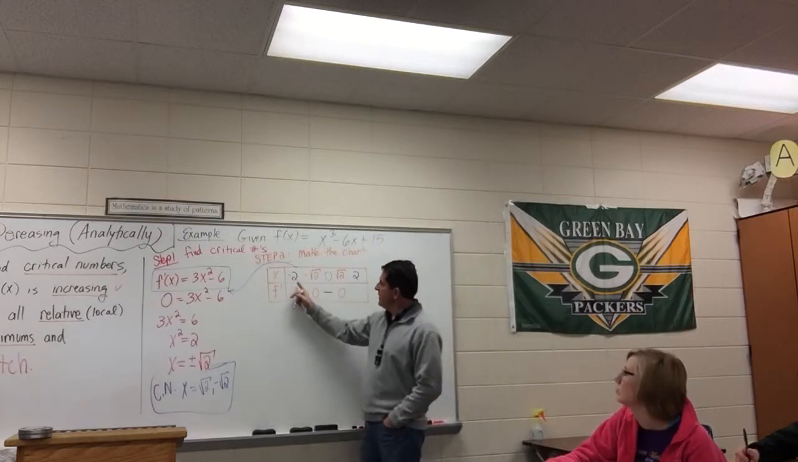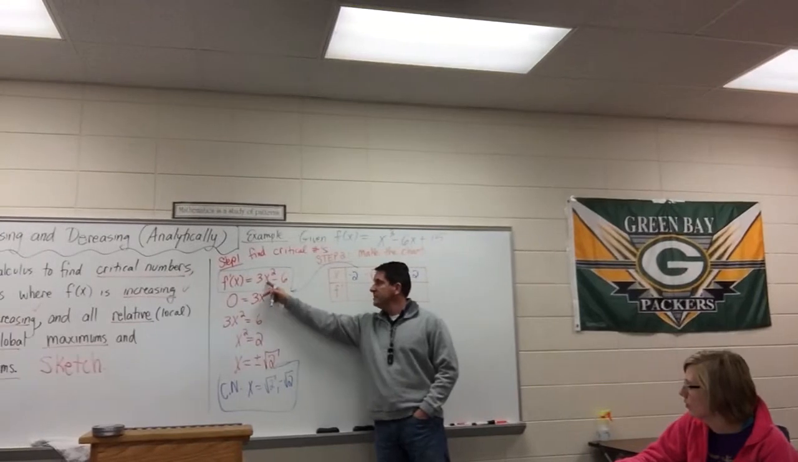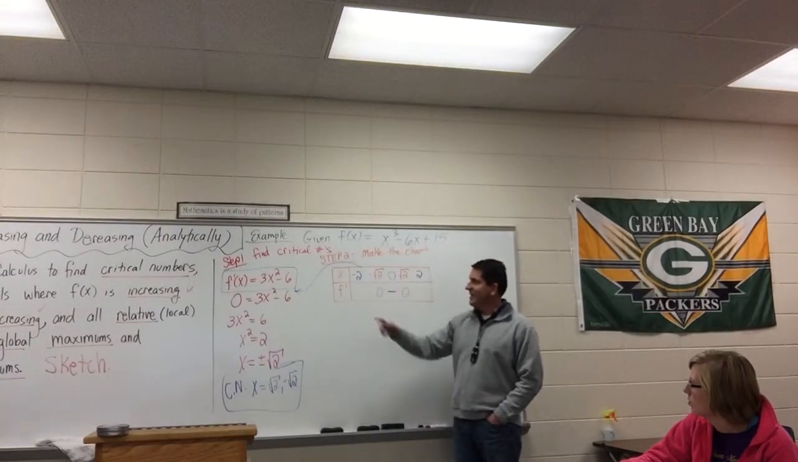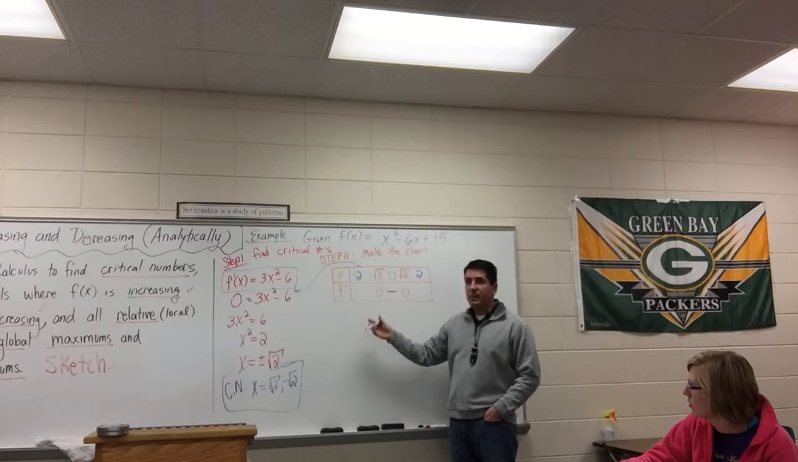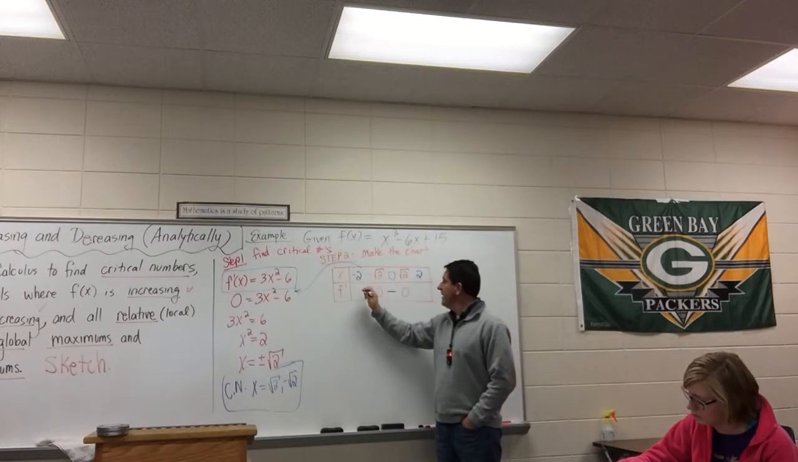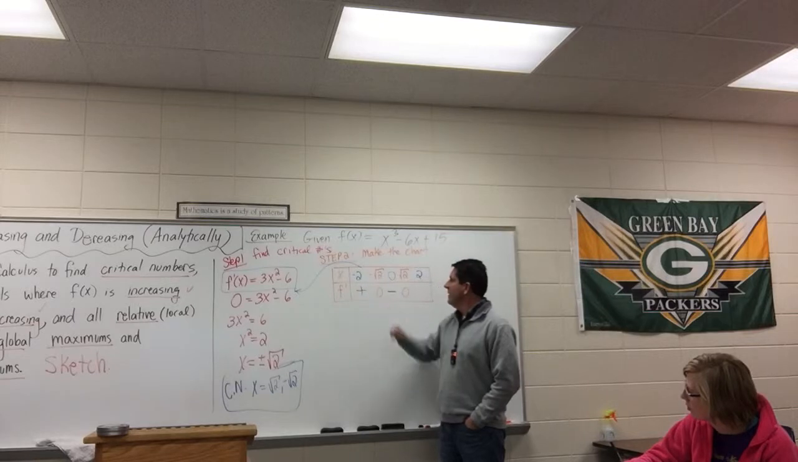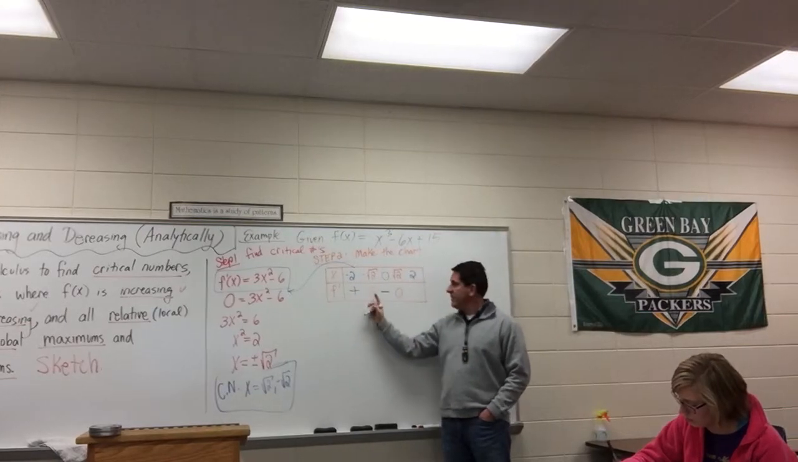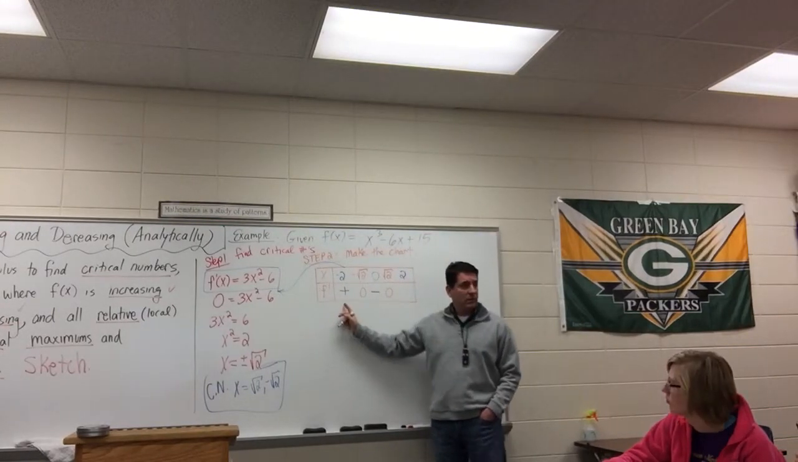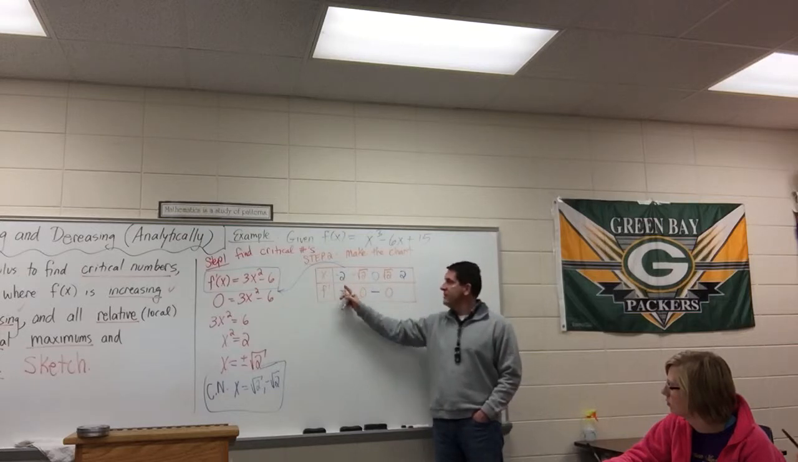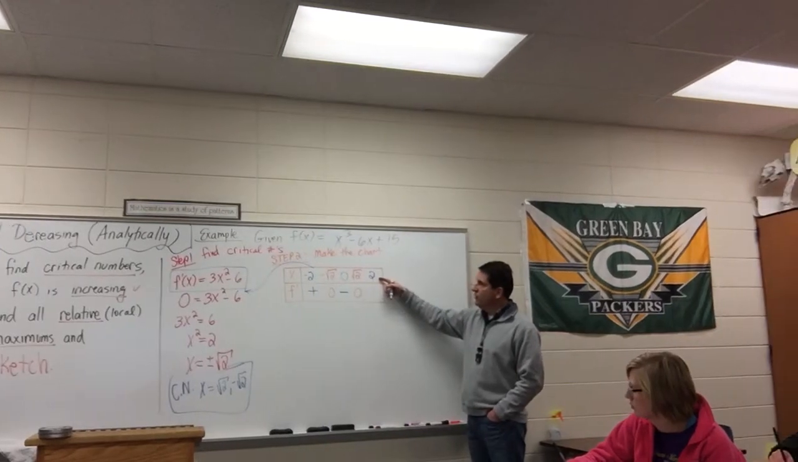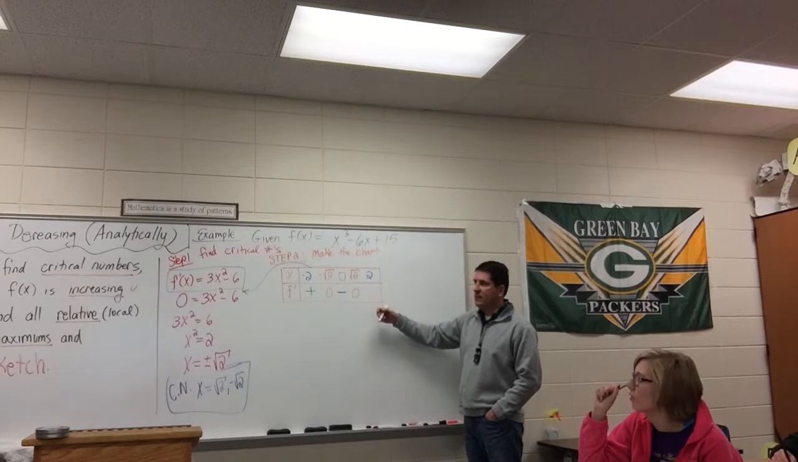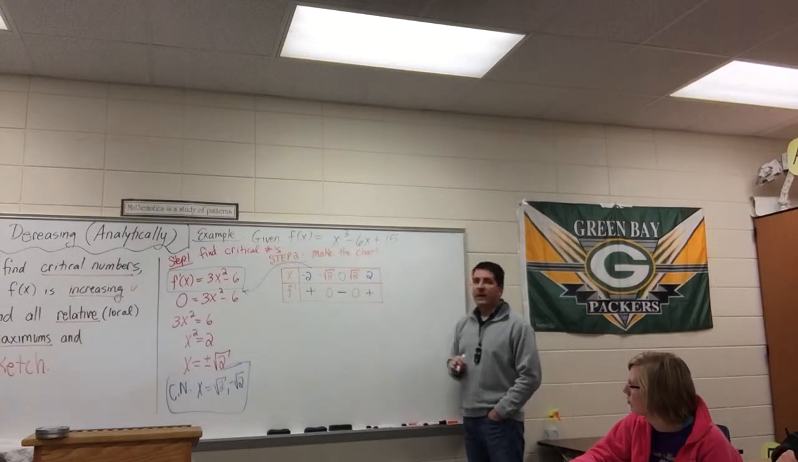All right, let's plug in a negative 2 in for x. And what do we get? You get 12 minus 6, so it's a positive 6. Guess what? The derivative is positive to the left of negative square root of 2, which means the function is increasing to the left of negative square root of 2. Last one, 2, plug it in, you get 6, and it's positive.